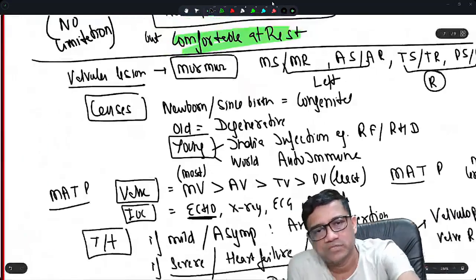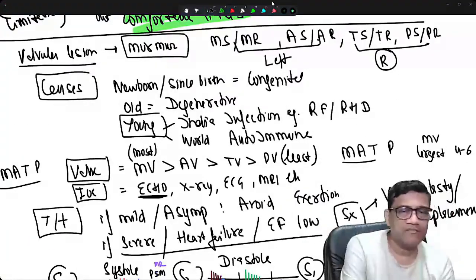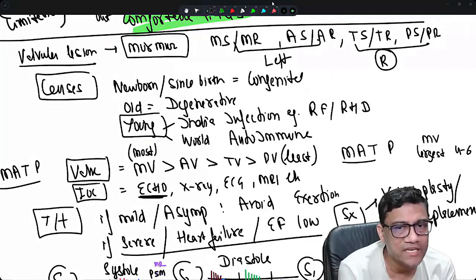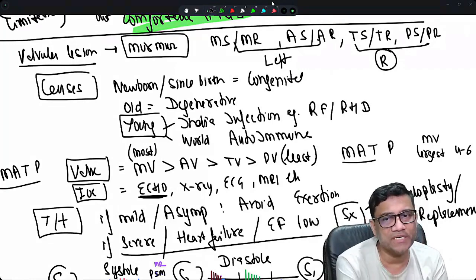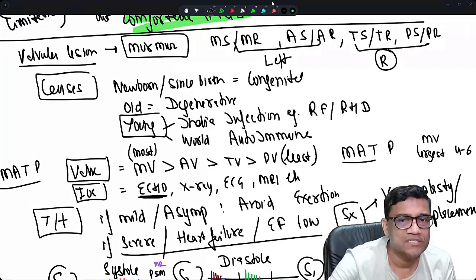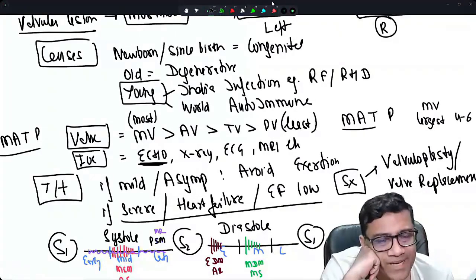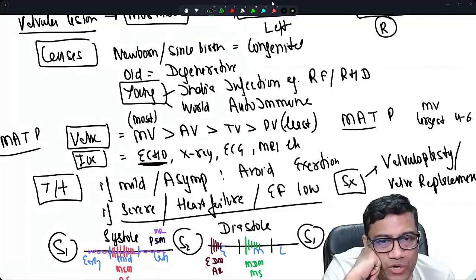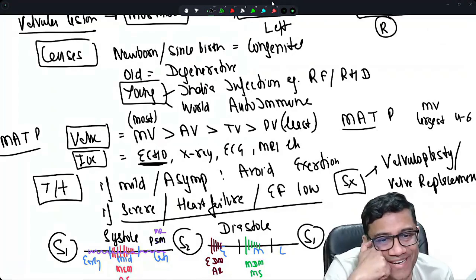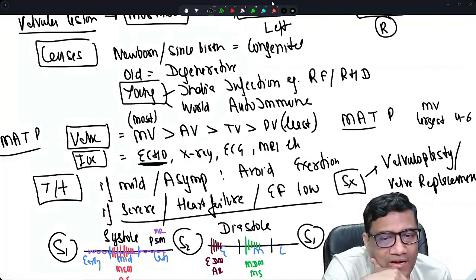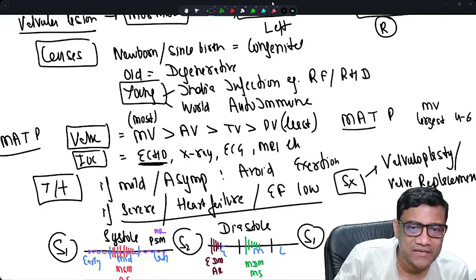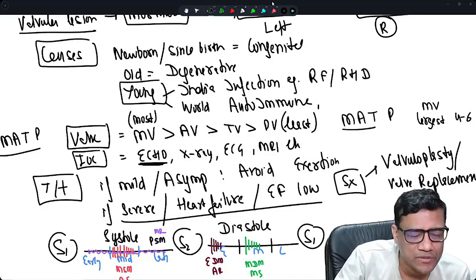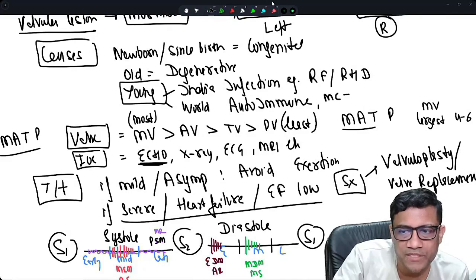and pulmonary stenosis. Now remember, if they ask you causes, if it is present since birth, then obviously it is congenital. Old people, it is degenerative changes. And in India, if they ask you, it is infection like rheumatic fever in young people. And if they ask worldwide, it is autoimmune, and the most common is SLE. Okay, and the most common is MVP.